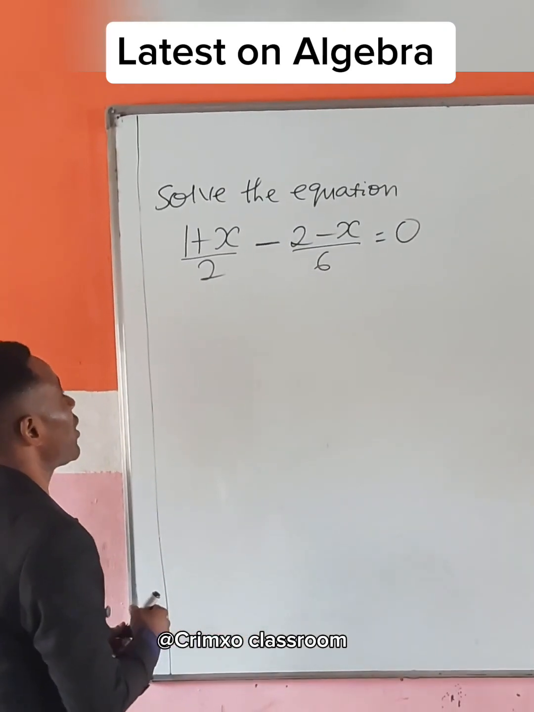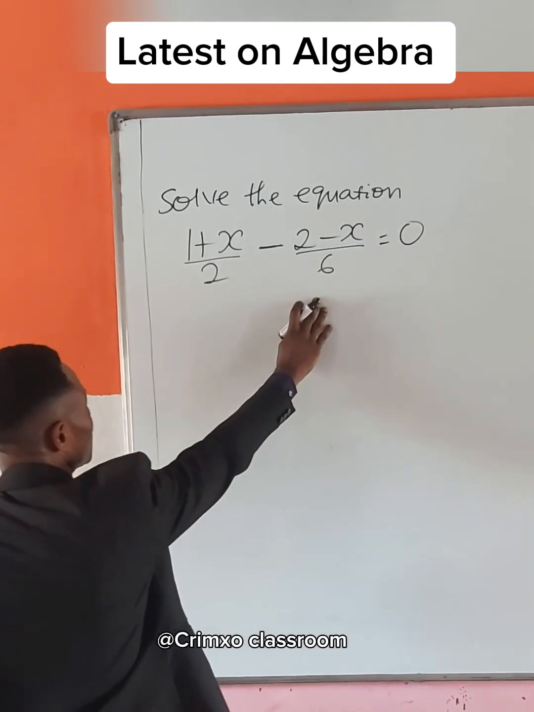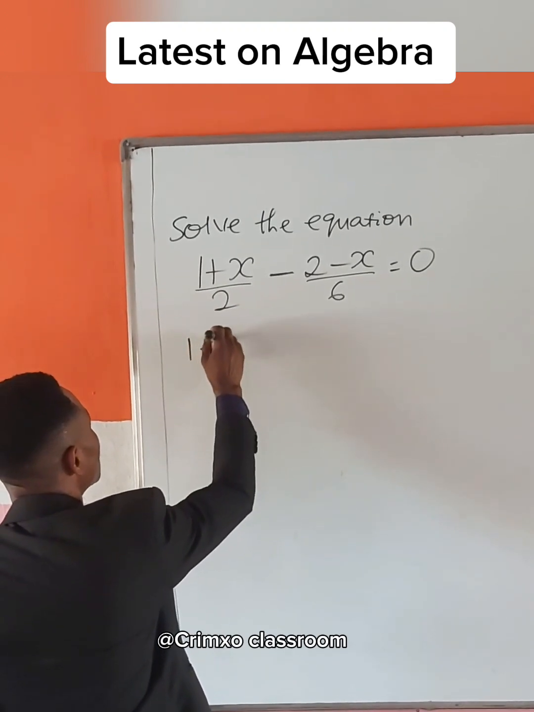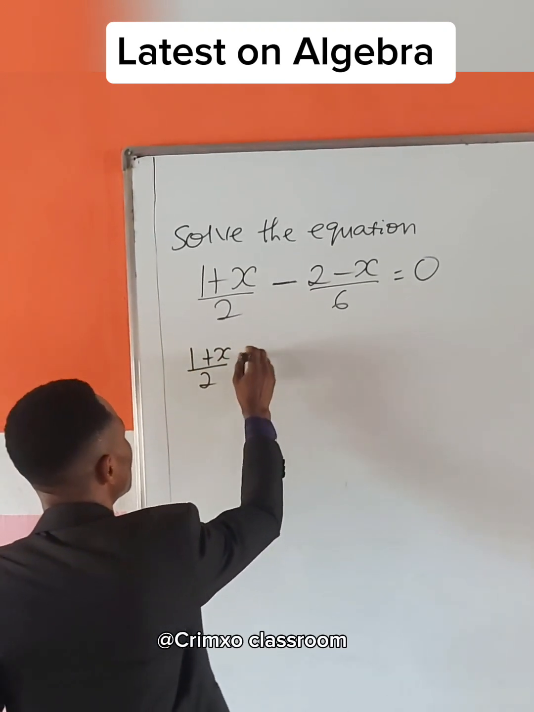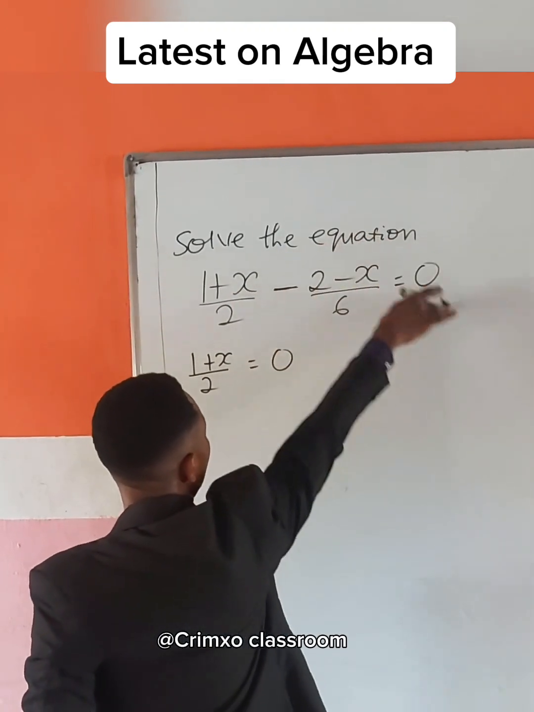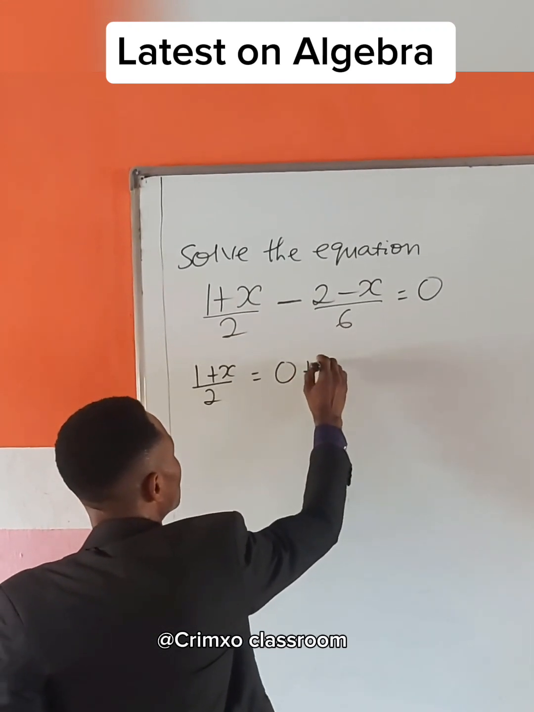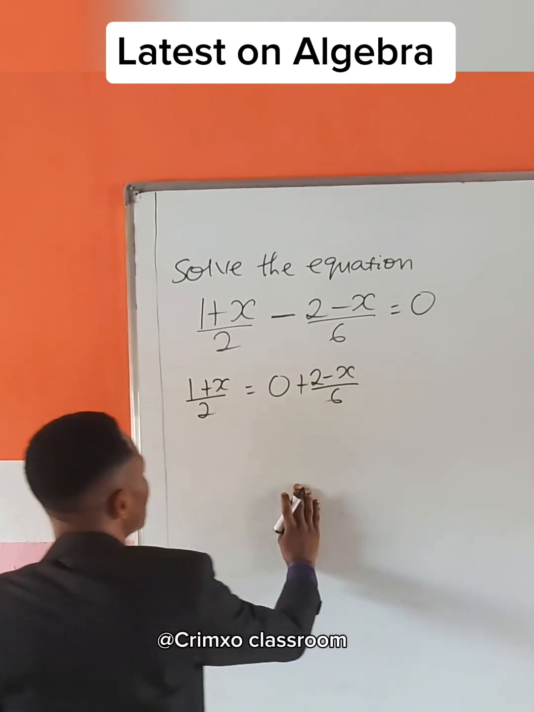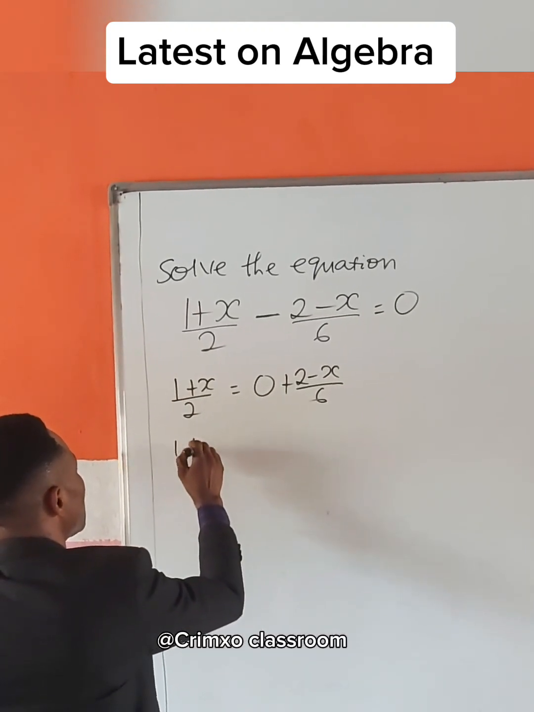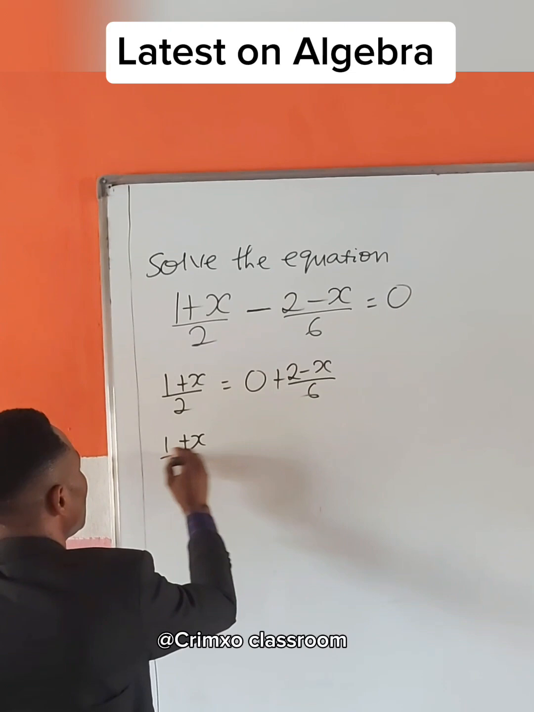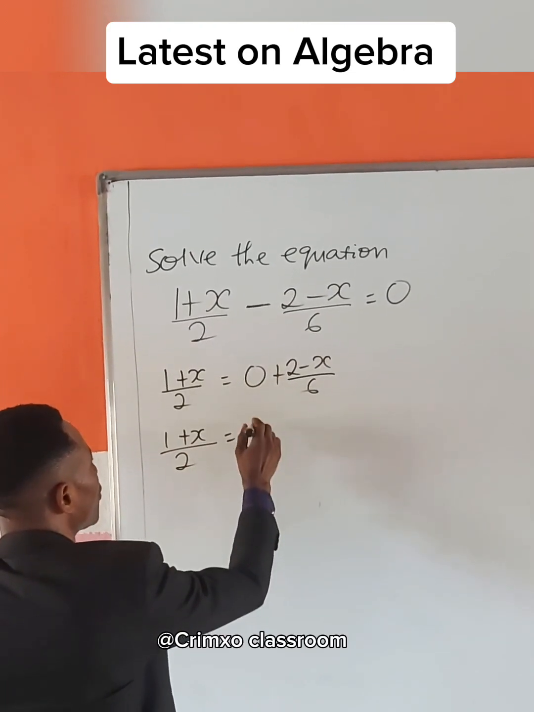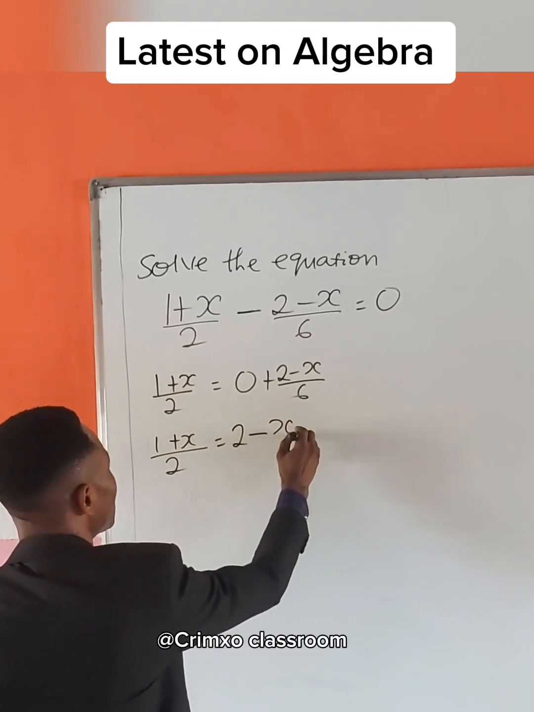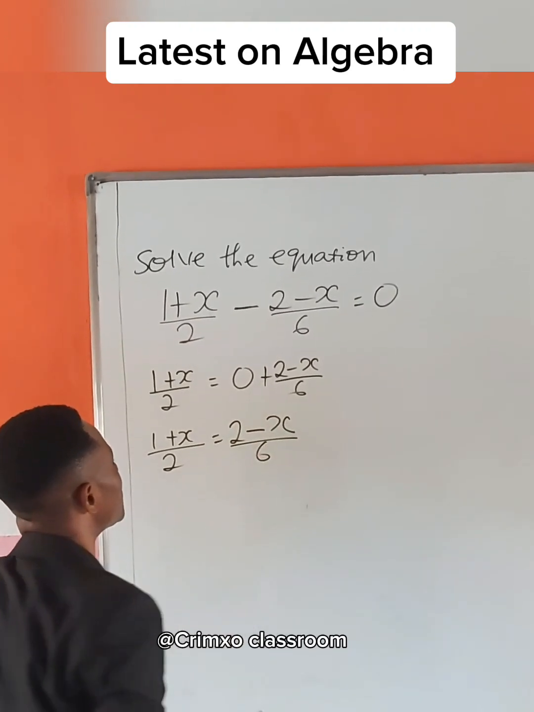So the first thing we'll do here is to separate the terms. In separating terms, look at what we are going to do. We now have (1 + x)/2 equals 0. This we move and change to what? Plus (2 − x)/6. So we now have (1 + x)/2 equals 0 plus this, which will give us the same, (2 − x)/6.